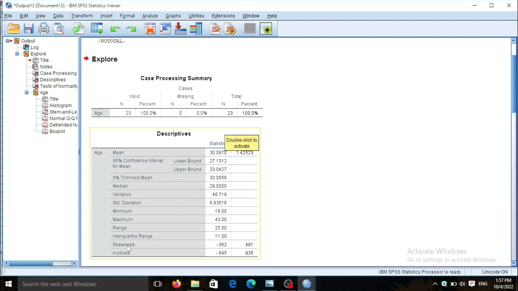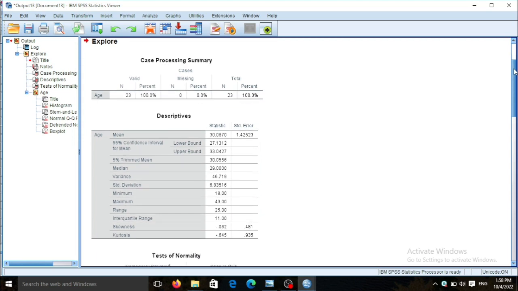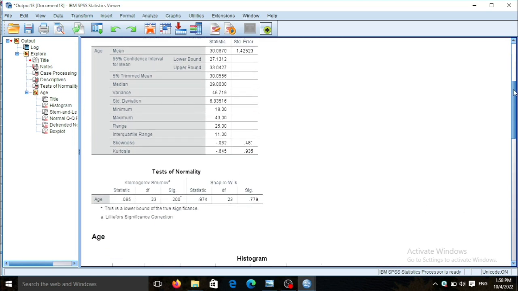And here is a very important result for us: skewness. Skewness means the deviation from the normal state, and if the skewness, the number here, is between -1 and +1, then your dataset has a normal distribution. But if it is out of the range between -1 and +1, then it has a non-normal distribution. It is not normally distributed.